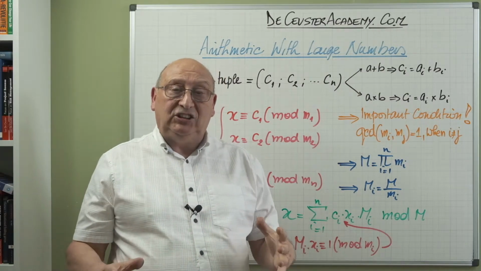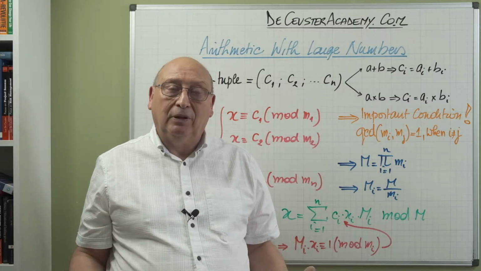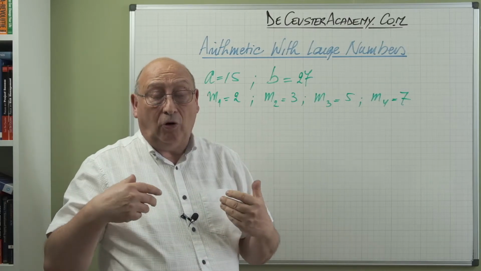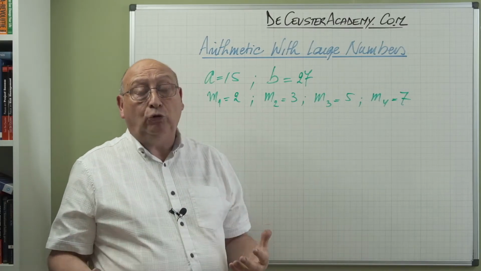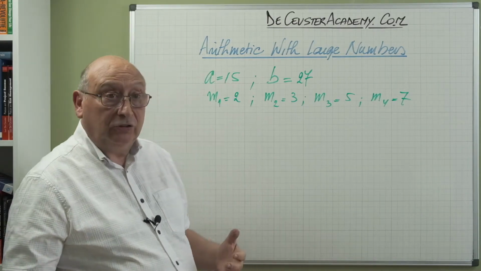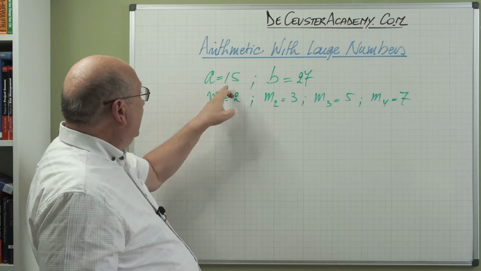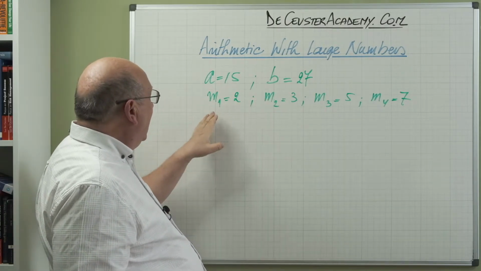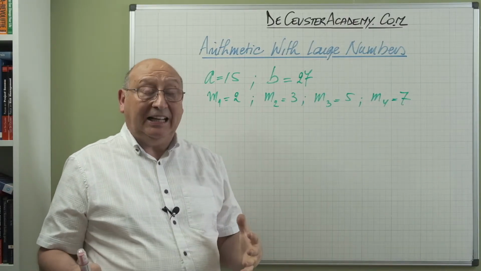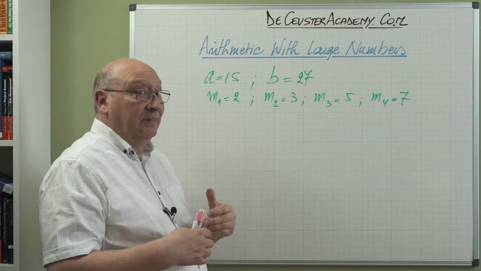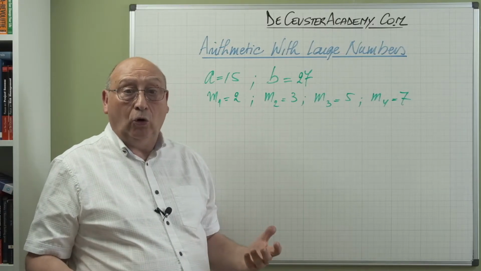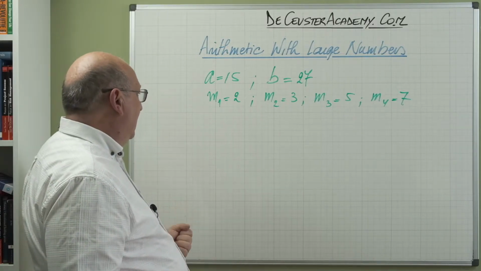Let's have an example and see how this works with some simple numbers. Before, I explained the principle of how to create the n-tuples and what we will do with them. Now we are looking into a simple exercise. We have A is 15, B is 27, and as divisors I select 2, 3, 5 and 7. Those are all prime numbers, so they're all relatively prime, and their GCDs are all equal to 1. So that's already very interesting.